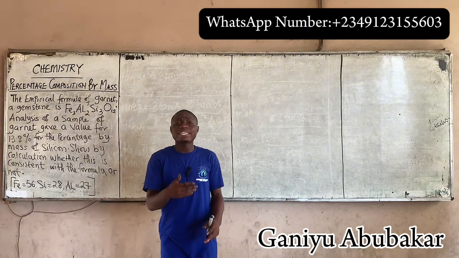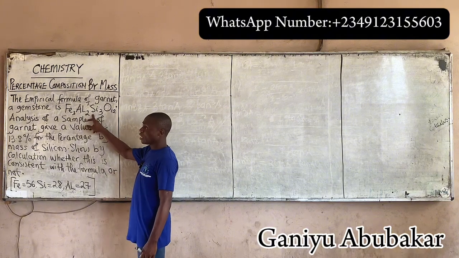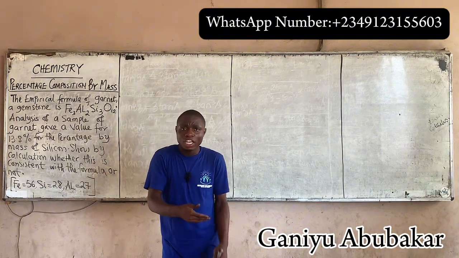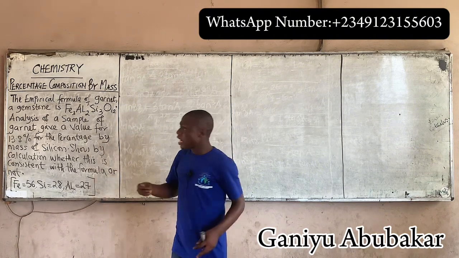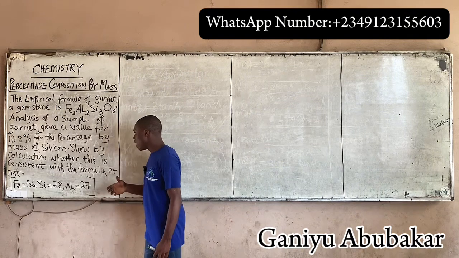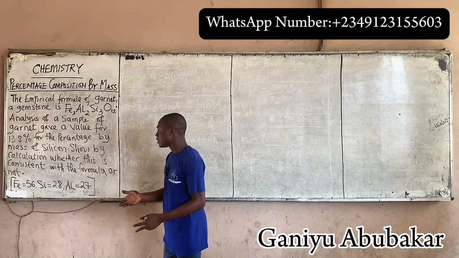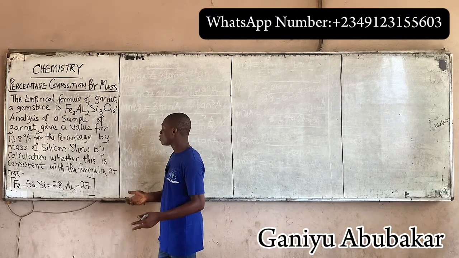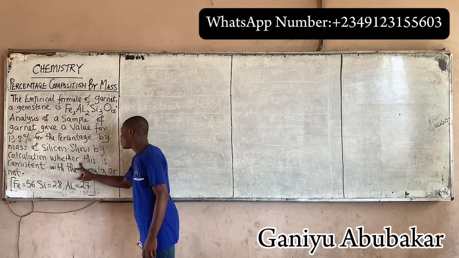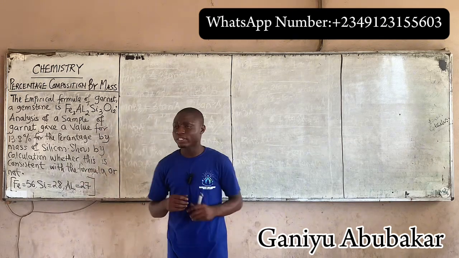So the task now is that we are going to pick out this compound here and find the percentage composition of silicon. If the answer we get and this one are the same thing, it means that the calculation is consistent. But if it's not, it is not consistent, because we are to show by calculation whether this is consistent with the formula. Let's do that, please.